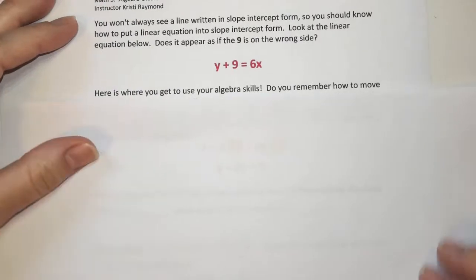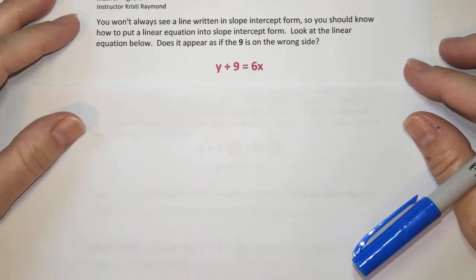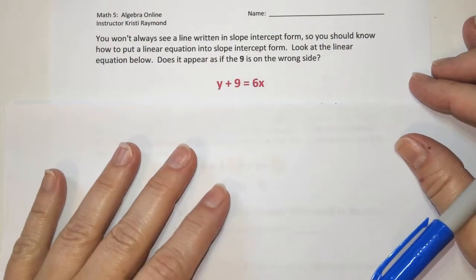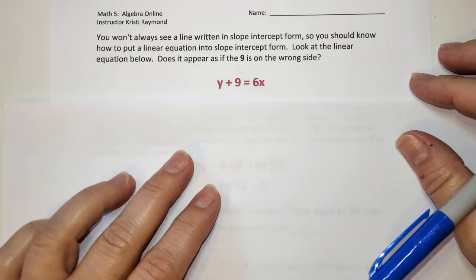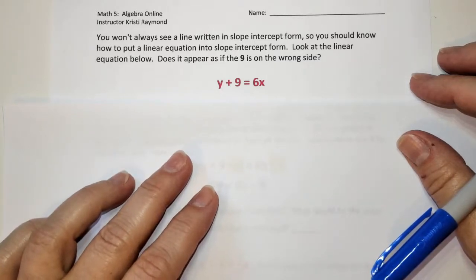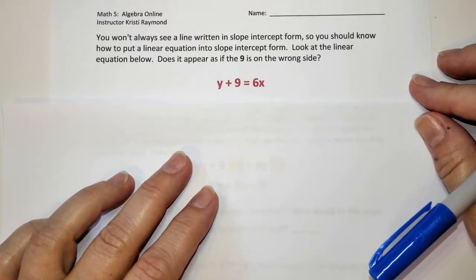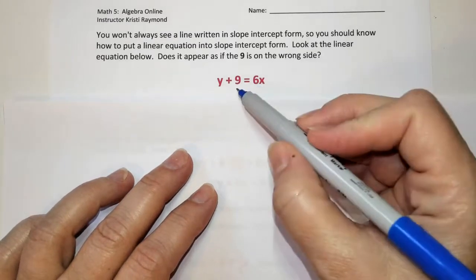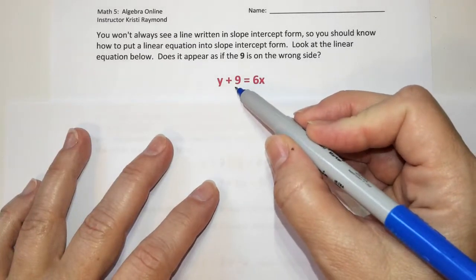Now you won't always see a line written in slope-intercept form. You knew this was coming, right? It would be nice and convenient if lines were always written like that. So you should know how to put a linear equation into slope-intercept form. It's not that difficult to do. Look at the linear equation below. Doesn't it appear as if the 9 is on the wrong side?